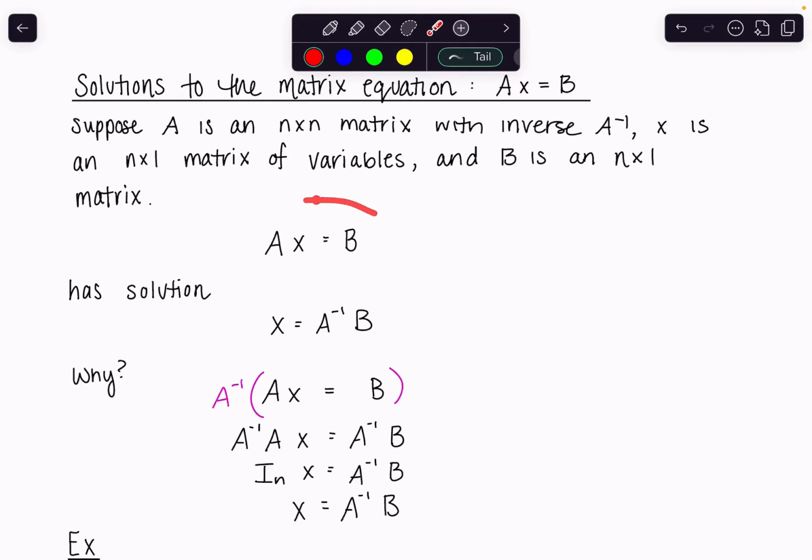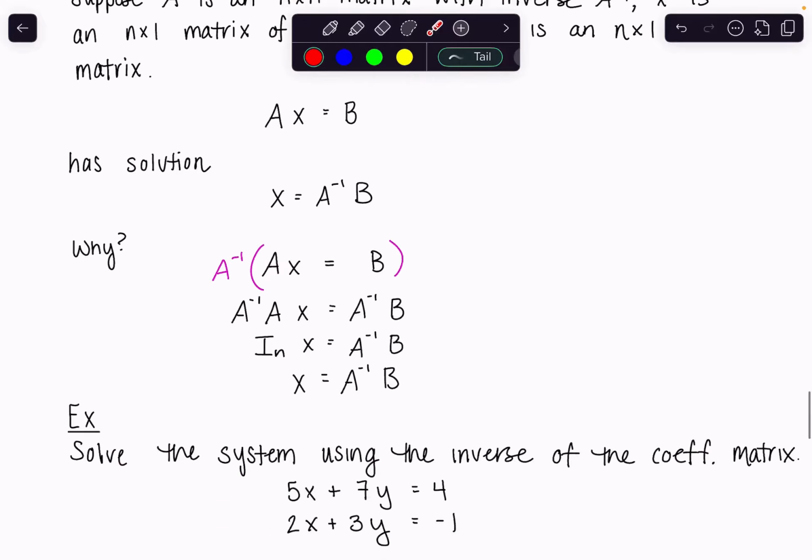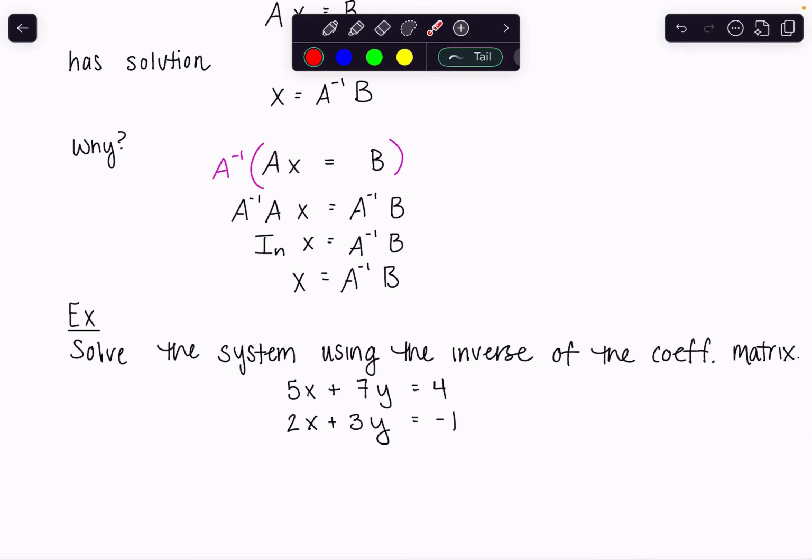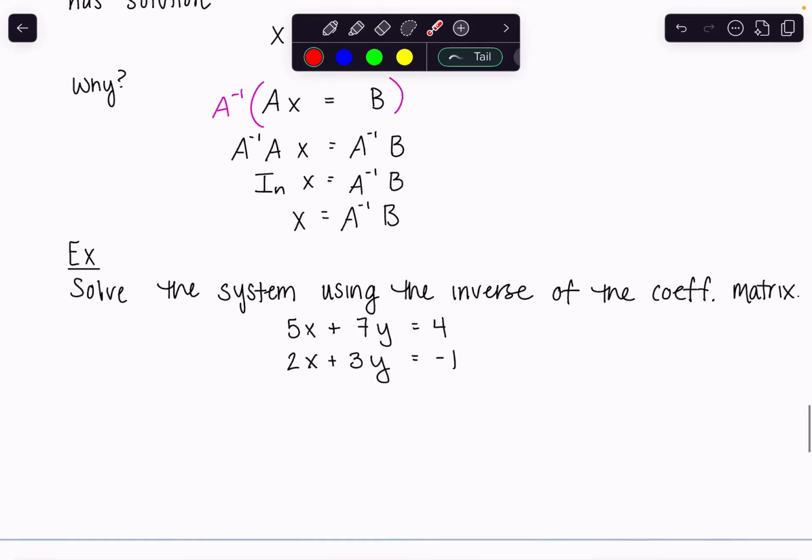So what we're going to be able to do, if we have a system of linear equations, is manipulate it in this matrix form. A is exactly the coefficients of all the different variables. X is just going to be a column matrix of the variables. And then this is the constants on the other side, okay? So let's go ahead and solve the system using the inverse of the coefficient matrix. You can see I picked this for a reason because 5, 7, 2, 3 is exactly the matrix we just found the inverse of. But to show you, this can be written as the following matrix equation.